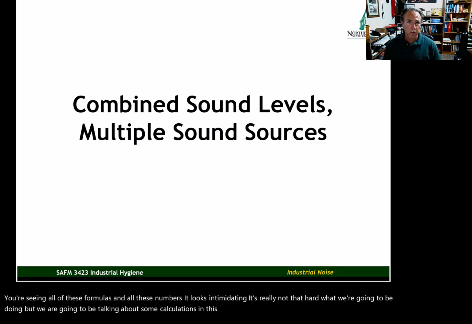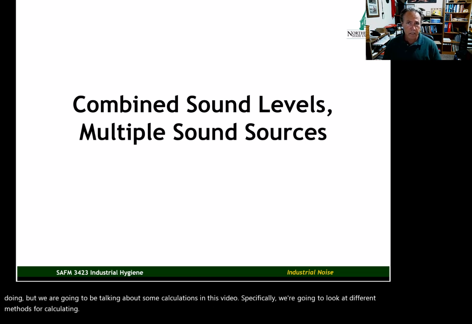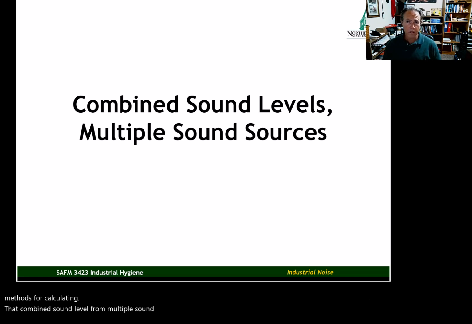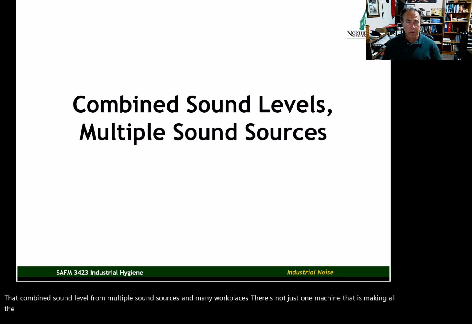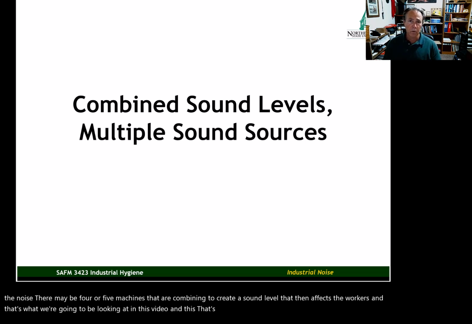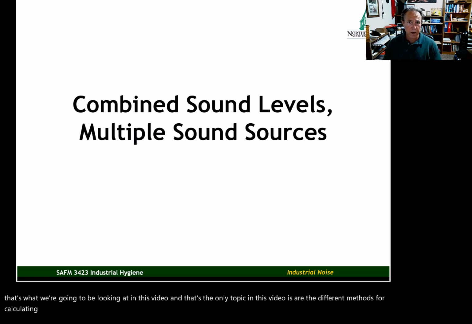Specifically, we're going to look at different methods for calculating the combined sound level from multiple sound sources. In many workplaces, there's not just one machine that is making all the noise. There may be 4 or 5 machines that are combining to create a sound level that then affects the workers. And that's what we're going to be looking at in this video, and that's the only topic in this video: the different methods for calculating combined sound levels from multiple sound sources.